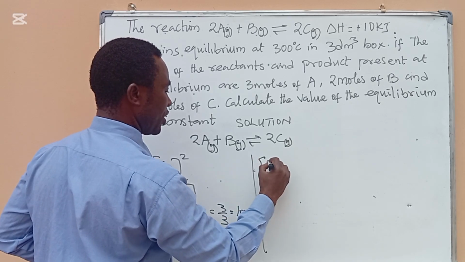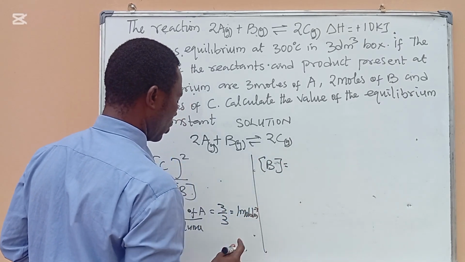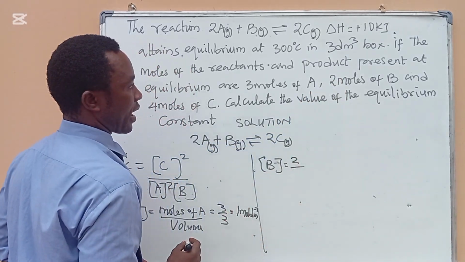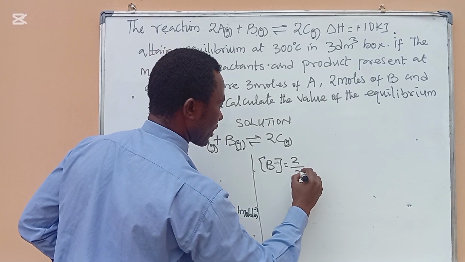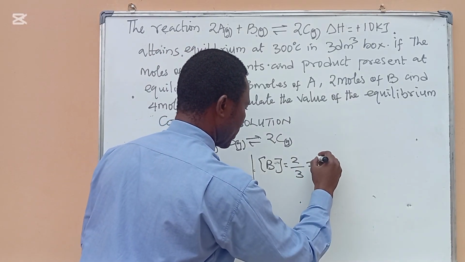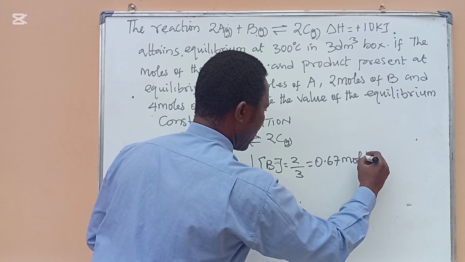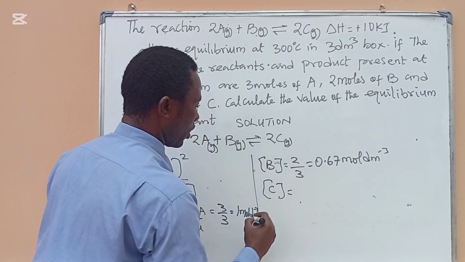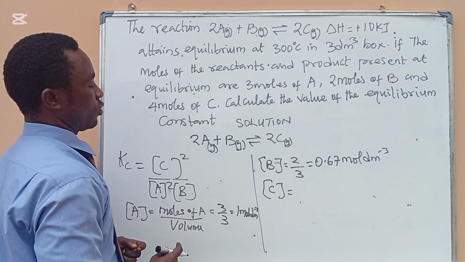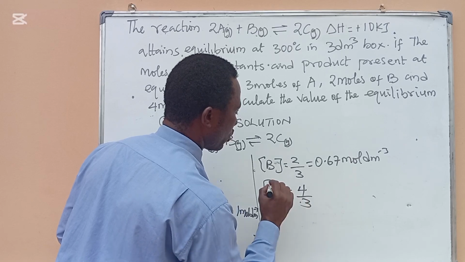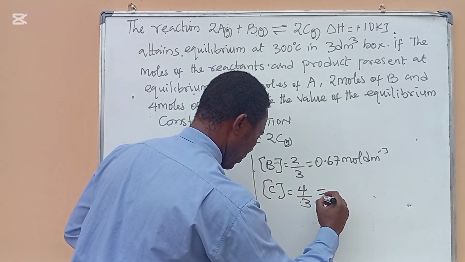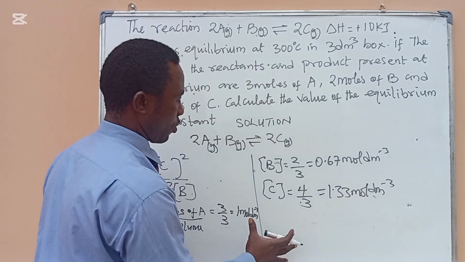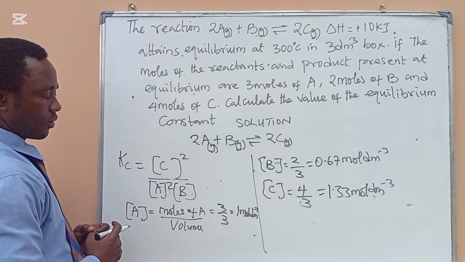Then the concentration of B is equal to the number of moles of B, which is 2, divided by the volume of the container, which is 3. So this will give us 0.67 mole per dm cube. Then the concentration of C is equal to the number of moles of C, which is 4, divided by the volume of the container, and that will give us 1.33 mole per dm cube. So from here we have gotten all the concentrations.